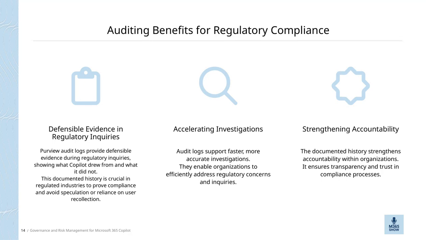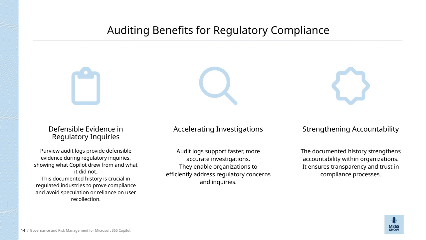Let's talk about how governance and risk management for Microsoft 365 Copilot really strengthen accountability within organizations. When we have a documented history of actions and decisions, it helps build a stronger sense of responsibility and clarity. It also promotes transparency, which is essential for trust in our compliance processes.